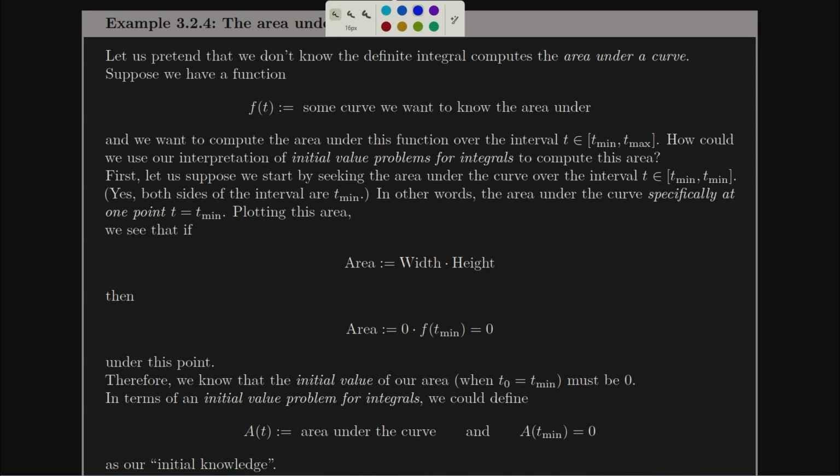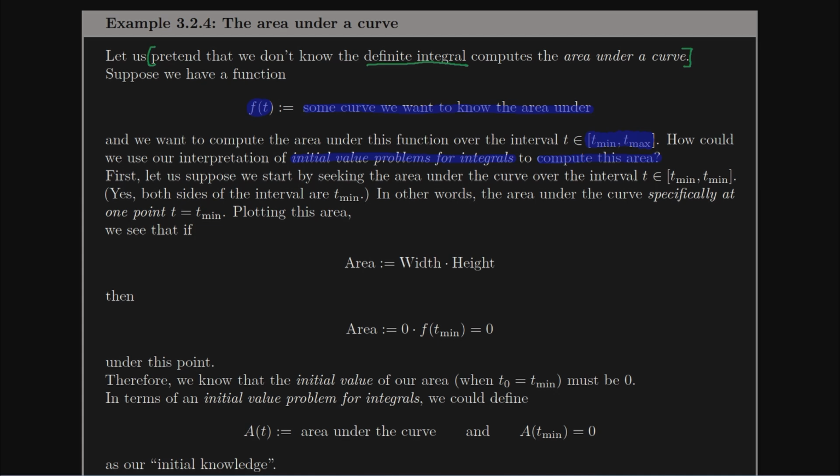So let's just think about a function f as some curve we would like to know the area under. And in particular, let's suppose we want to compute the area over an interval t-min to t-max. How could we use our interpretation of initial value problems for integrals to compute the area? Let's pretend we don't know that a definite integral computes the area, right? So completely forgetting that we already know that it computes the area, let's just pretend we want to try to come up with the area from scratch.